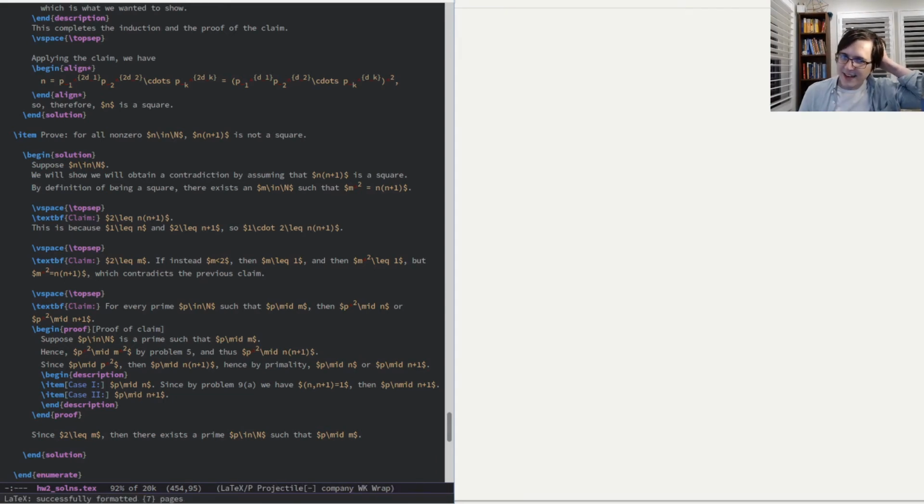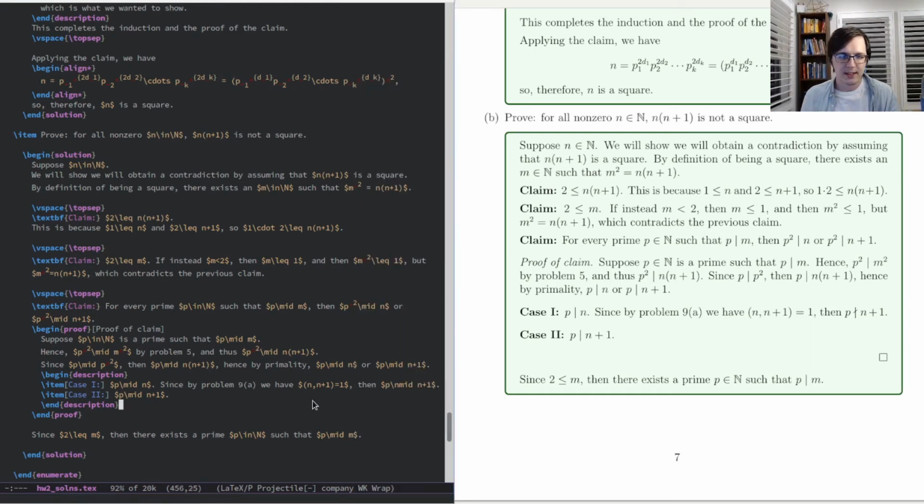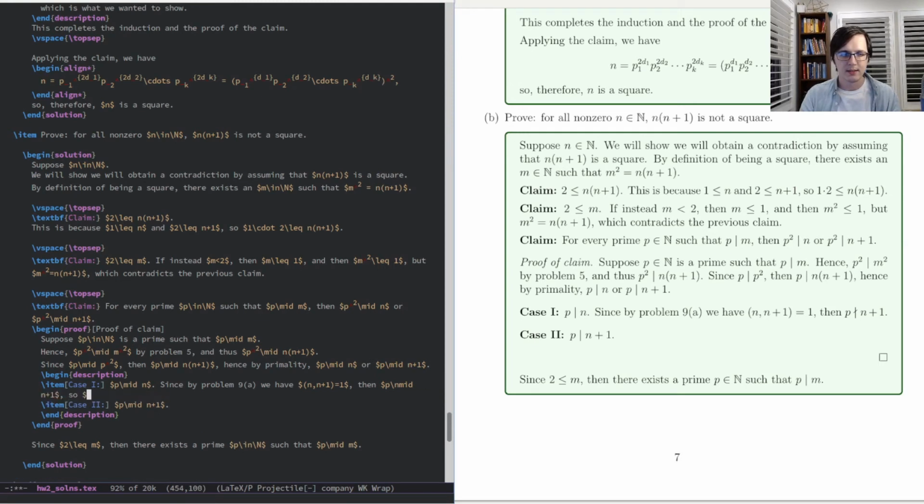Now, what I want to say is that since p does not divide n plus 1, that means that p squared has to divide n. Why can we say that? Well, one thing is, so p, n plus 1 equals 1, they're coprime.